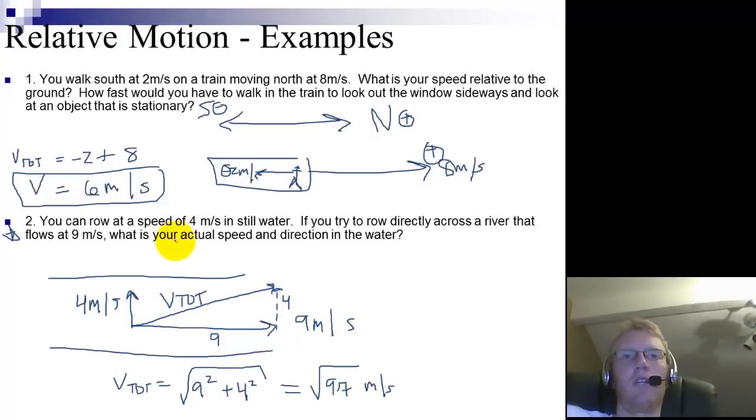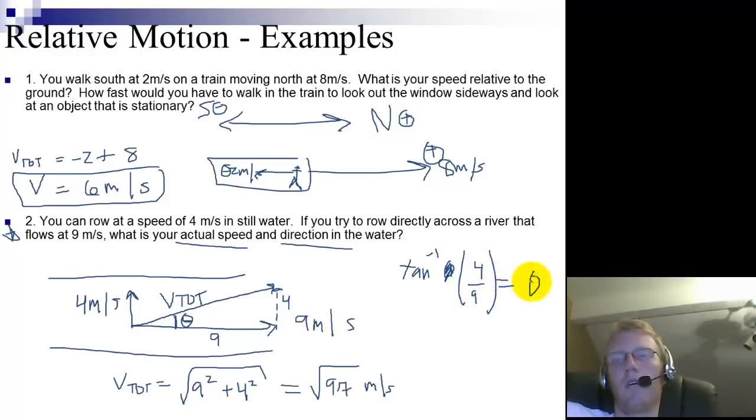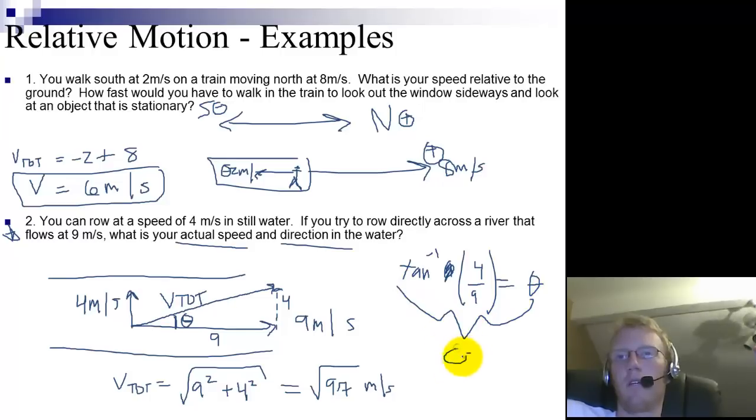The other question says not only what is your actual speed, square root of 97, but what is your direction? So you're not going directly across. Let's find this angle here. We know the opposite and we know the adjacent, so we can use tangent inverse of opposite over adjacent, 4 over 9, to get our angle, and I honestly have no idea what that angle is. So you're going to have to use your calculator and get the angle. I can tell you one thing for sure, it's less than 45 degrees because this side is smaller than this side.